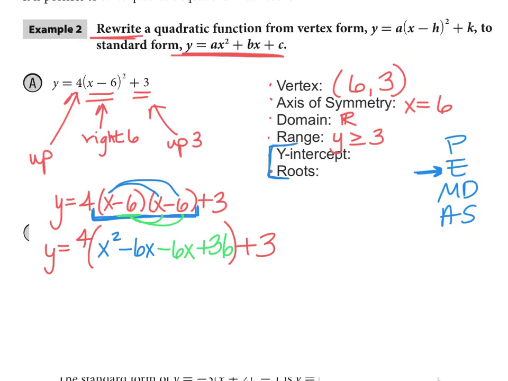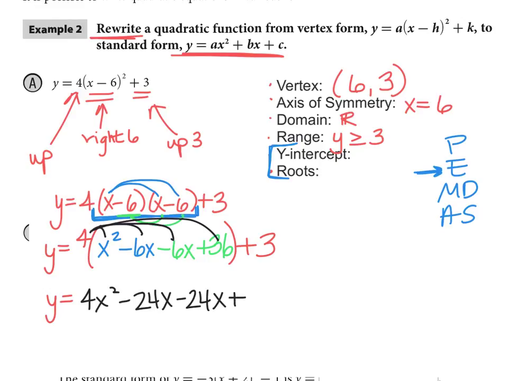Okay, and now I'll go ahead and distribute. I've found in the past that people like to distribute and then combine everything at the end. So now the only thing I have left to distribute is this 4, which is going to give me y equals 4x squared minus 24x minus 24x plus 144. And then I still have my plus 3 here at the end. All right, so notice what I'm color coding for you. And now we're just going to combine our like terms.